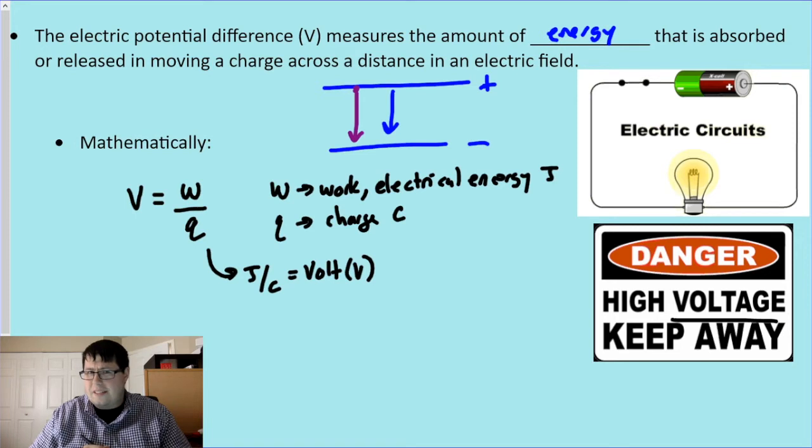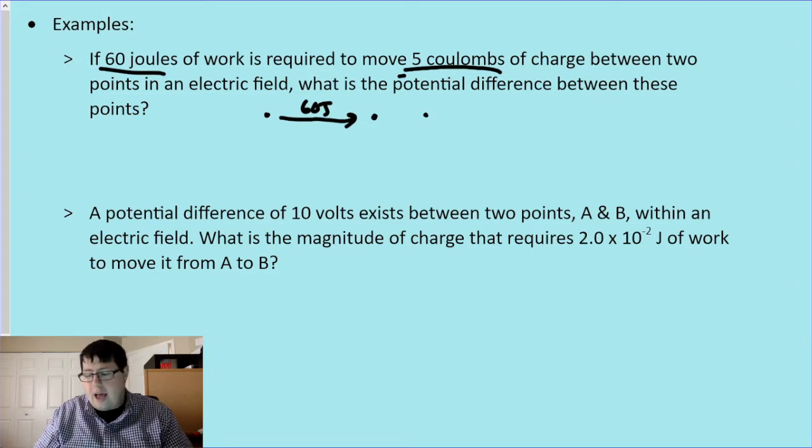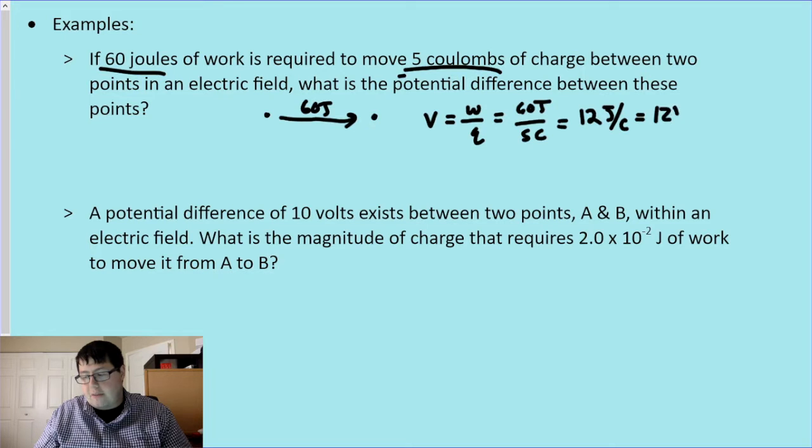Okay, let's take a look and see some examples of how this would be calculated. So for example, if 60 joules of work is required to move 5 coulombs of charge between 2 points in an electric field, what's the potential difference between these 2 points? So if I have 1 point here and 1 point there, moving that charge from one place to another requires 60 joules. Well, I set up my equation. I know that electrical potential difference, V, is W divided by Q. I plug in my numbers, 60 joules divided by 5 coulombs, and I end up getting 12 joules per coulomb, which is also the same as 12 volts, like a 12-volt battery here.